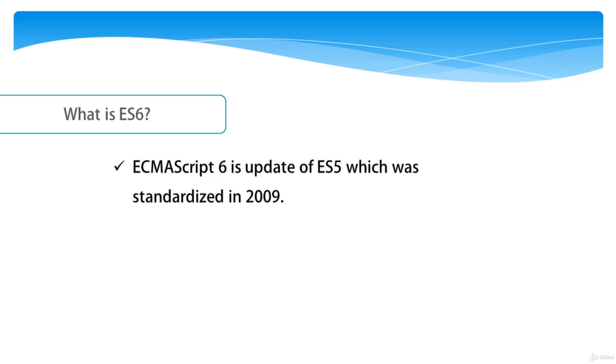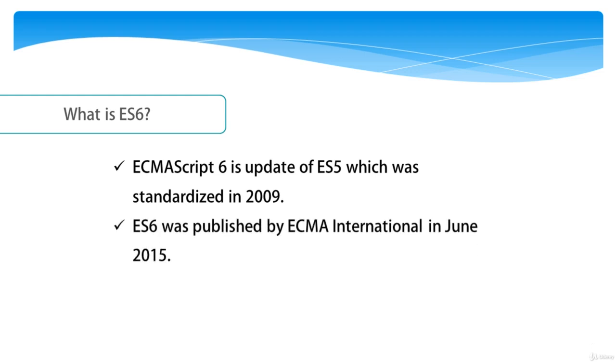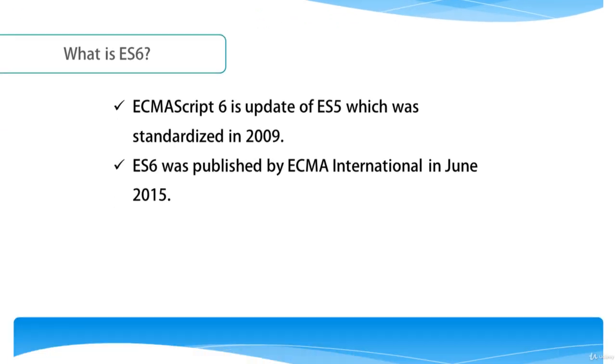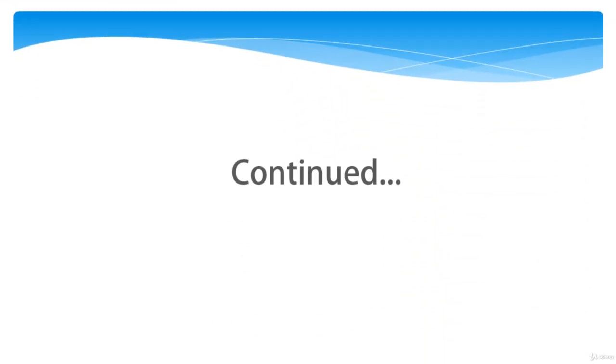Now let's talk about what is ES6. ES6 is ECMAScript 6. ES6 is the update of ECMAScript 5, which you can also call ES5, which was standardized in 2009. ES6 was published in June 2015. At this time, this is the latest version, and we are making all the tutorials on the latest version. By investing your time in learning it now, you will be prepared for the future.